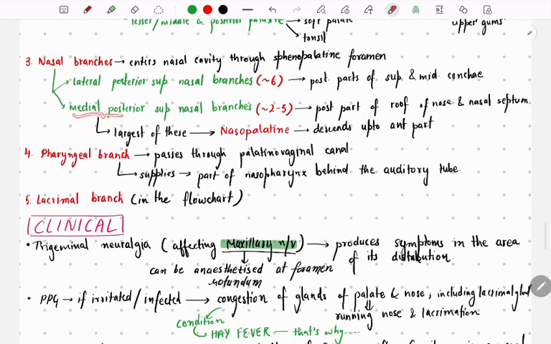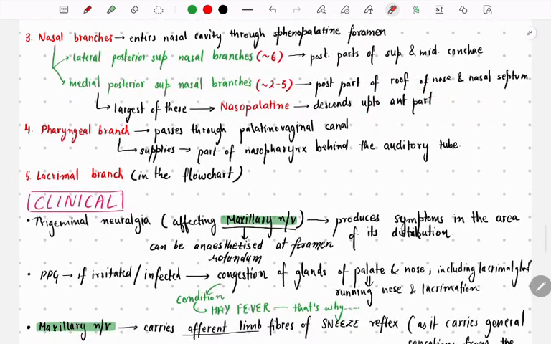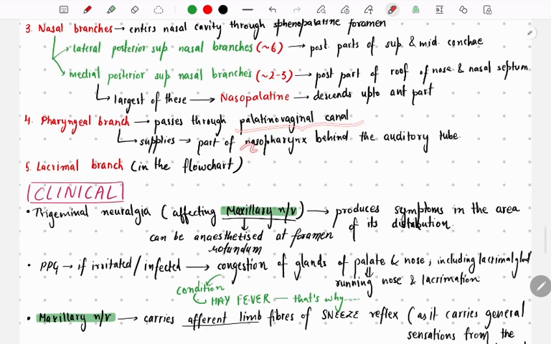One of the medial branches is the nasopalatine. It is the largest of these, and as it is the largest, it descends. So this was the nasal septum, and they were coming out like this. The nasopalatine goes up to the anterior part. And then we have the pharyngeal branches. They pass through the palatovaginal canal and they supply part of the nasopharynx behind the auditory tube.